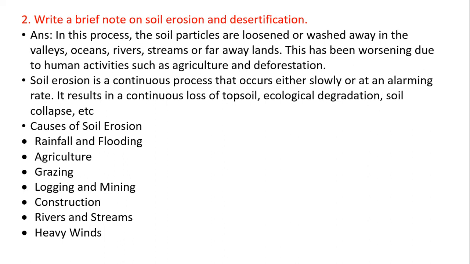Because without soil, there are no plants. Without plants, there is no ecosystem. So that is how ecological degradation can happen. The causes of soil erosion are many. Excessive rainfall and flooding create soil erosion because of the continuous movement of water. Other causes are agricultural activity, grazing, logging and mining activities, construction activities, what you call urbanization activities, rivers and streams, and heavy winds.